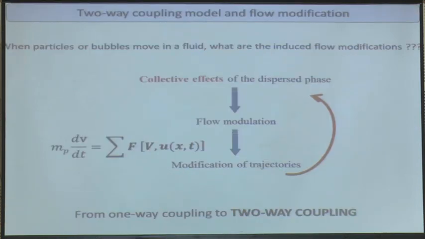We know how to solve the force balance. We know how to predict trajectories in simple flows, and in turbulent flows also. But we now need to inject a feedback effect on the fluid motion, on the fluid equation, the Navier-Stokes equation, because these particles are going to modify the dynamics of the fluid. So we want to evaluate the flow modulation by the presence of the particles through this collective effect, because particles are accumulating in some regions of the flow. So we are going from one-way to two-way coupling.